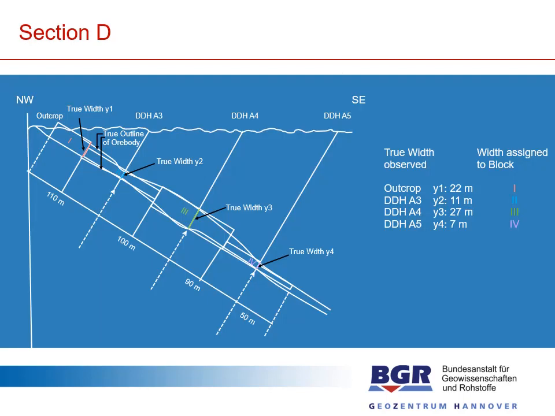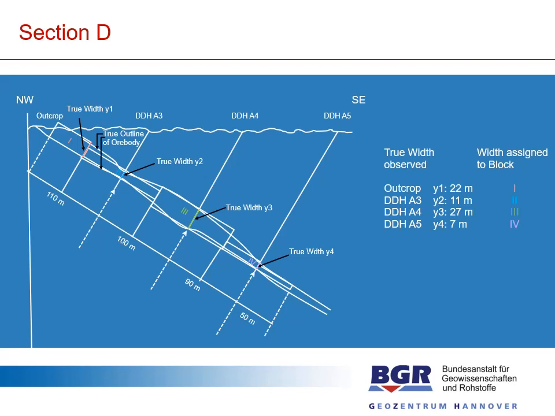This deposit has been drilled on sections, so on lines, of which you can see one here. So the resource calculation will be based on cross sections along these lines. Every cross section has an area of influence, and this influence corresponds to half the distance to the next cross section. Additionally, every drill hole also has an area of influence which corresponds to half the distance to the next drill hole, or in this case also to the next outcrop.